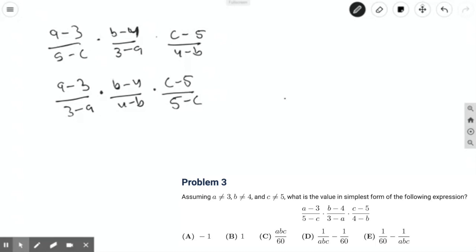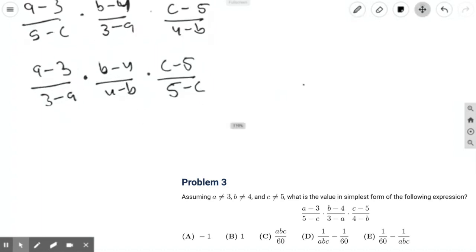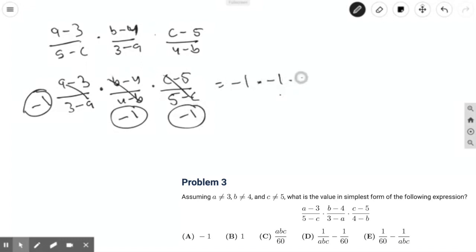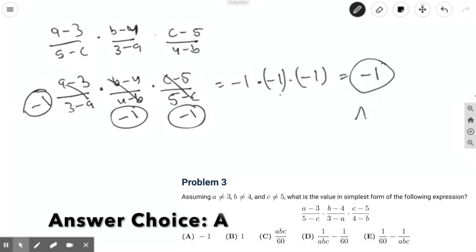So from here, we can see that A minus 3 divided by 3 minus A is equal to negative 1. And we can also see that B minus 4 over 4 minus B is also equal to negative 1, and C minus 5 over 5 minus C is also equal to negative 1. Therefore, our answer becomes negative 1 times negative 1 times negative 1, which results in the answer of negative 1, which is answer choice A.